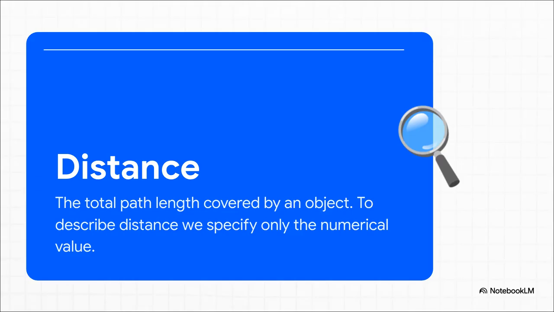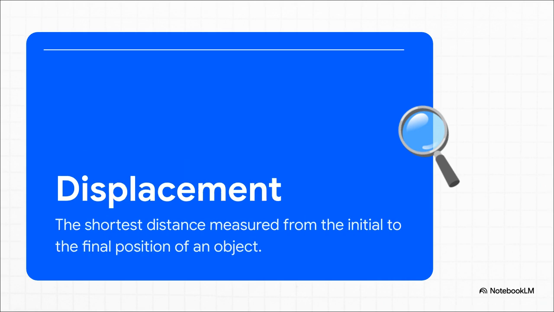Imagine you drive 60 kilometers to a friend's house. Then you turn around and drive 35 kilometers back towards home. The distance you've covered is the whole shebang. That's 60 plus 35, a total of 95 kilometers. But your displacement? Well, how far are you actually from your starting point? You're only 25 kilometers away, right? That's your displacement. See the difference?